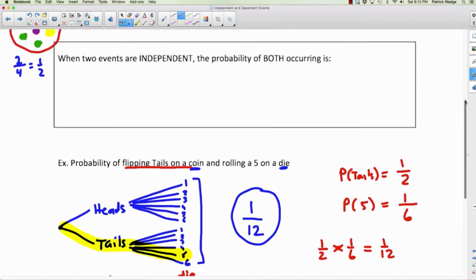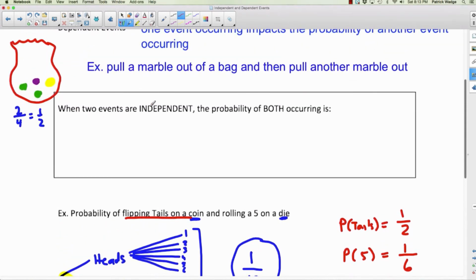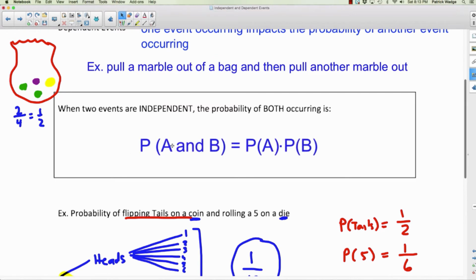So this is the most important thing we want to know today. When two events are independent, the probability of both occurring is this: the probability of A and B, those two events, is the probability of A times the probability of B. You just take the individual probabilities and multiply them together. You don't need to draw a tree diagram. You don't have to do any of that stuff. You just find the individual probabilities and multiply them together, and that'll tell you the probability of both the things happening. Okay, so let's try some questions.